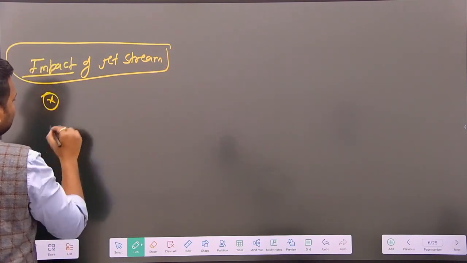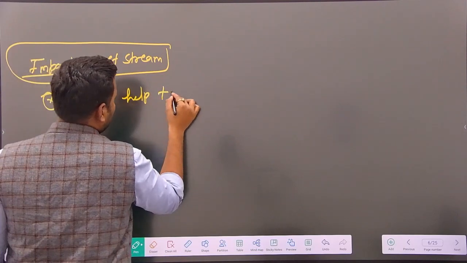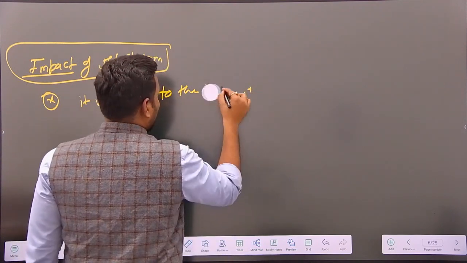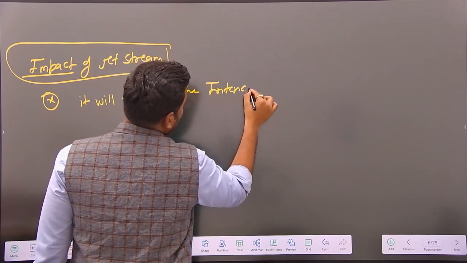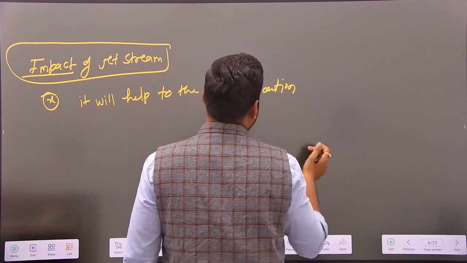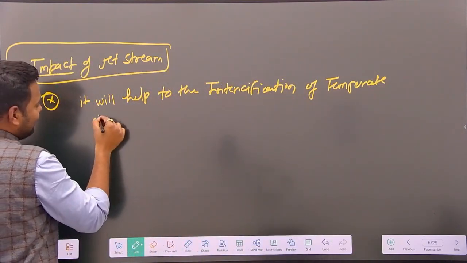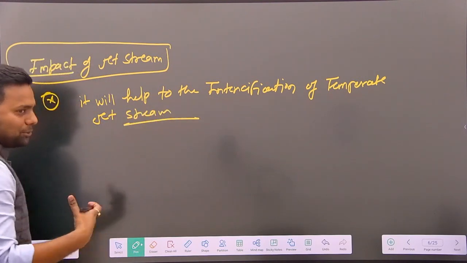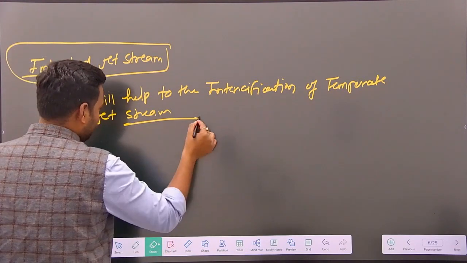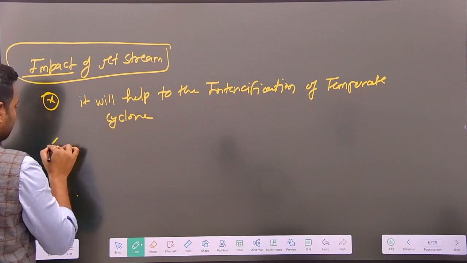The first impact of jet stream is that it will help in the intensification of temperate cyclone. There was some buffering, because this is not the first time I shot this video. Sorry, temperate cyclone, not jet stream.